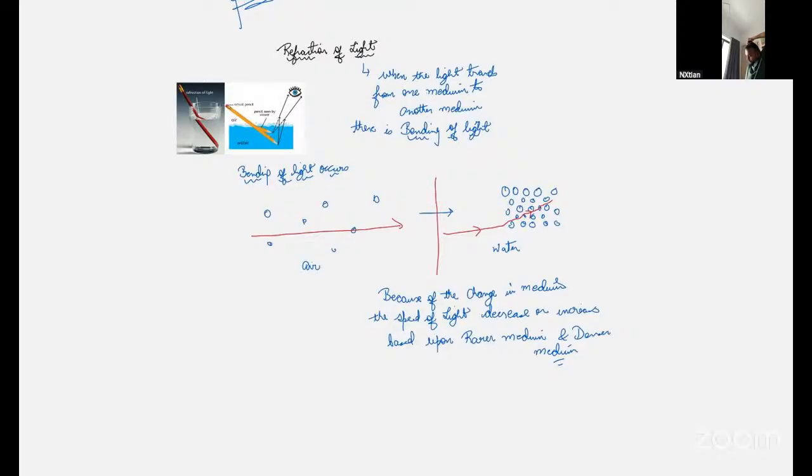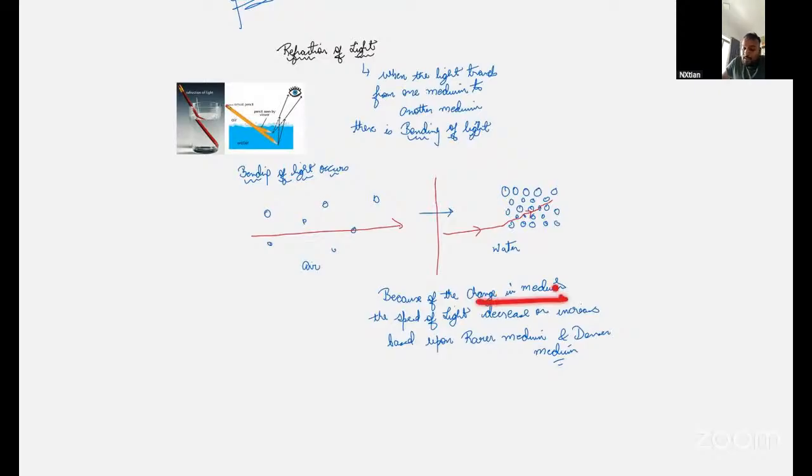I wrote it down, sir. Okay, well, sir, can you explain the diagram and what you wrote? I had some glitches. Which diagram? This one. Yeah, both the diagrams, and because of the change in medium, that also.